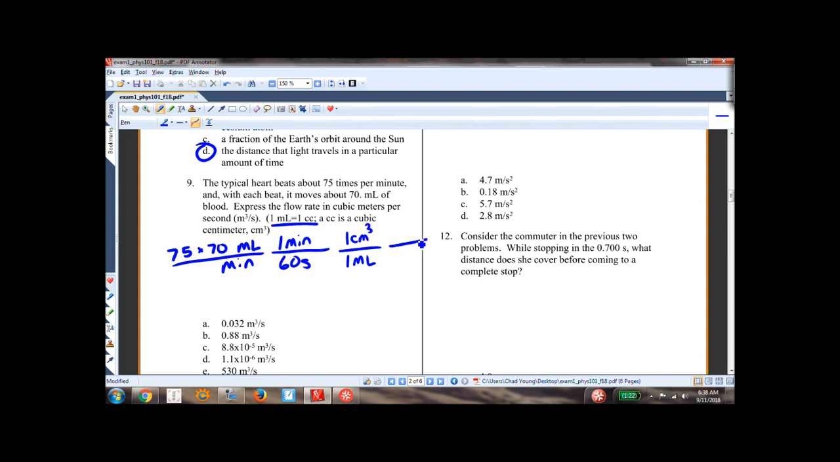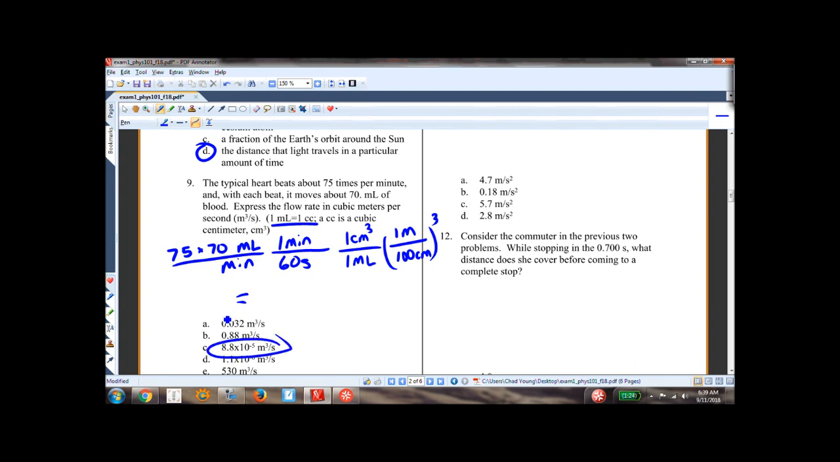I need to convert that to cubic meters. I know there are 100 centimeters in 1 meter, but don't forget I gotta cube this, and when I do all that I get, let's see, 75 times 70 divided by 60 divided by 100 cubed. You get 8.8 times 10 to the minus 5.